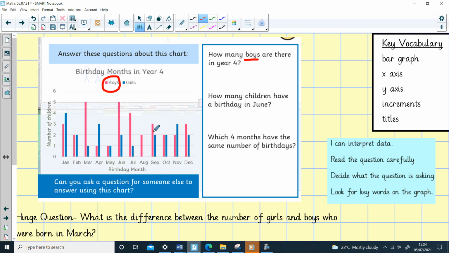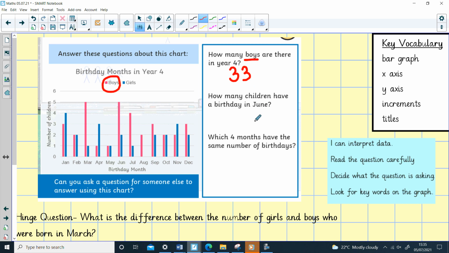3 more in September, which gives me 26. Add 2, which is 28. Add another 2, which is 30. And then another 3 in December gives me 33.